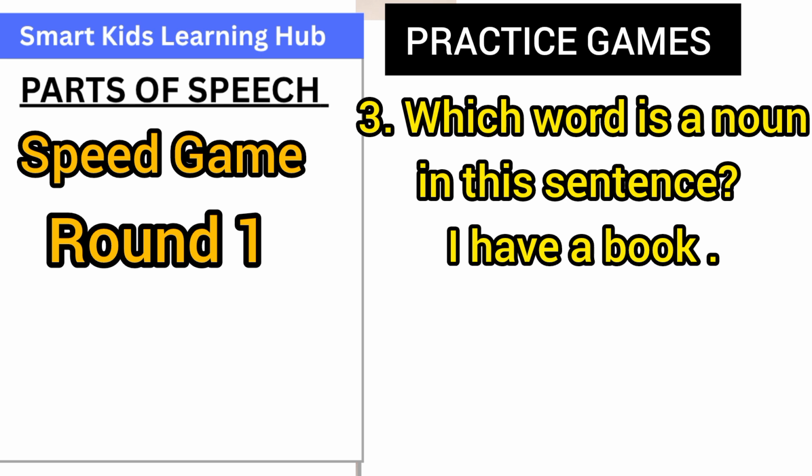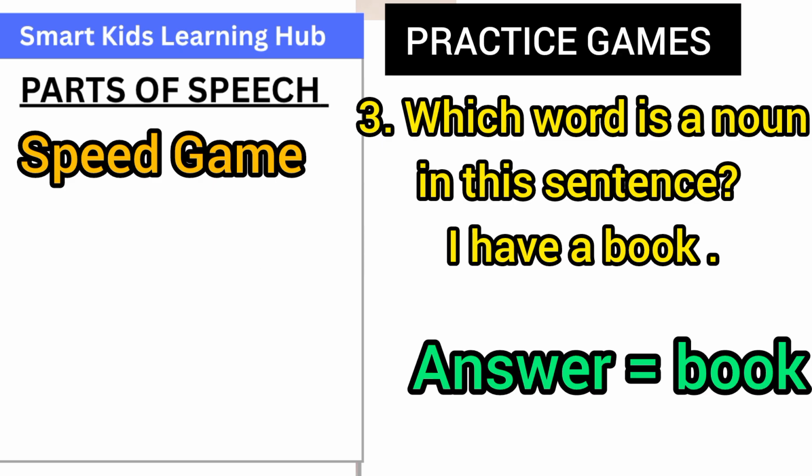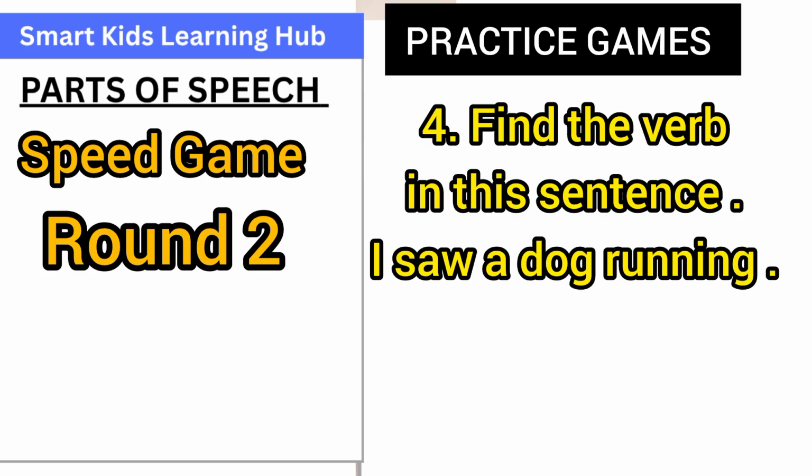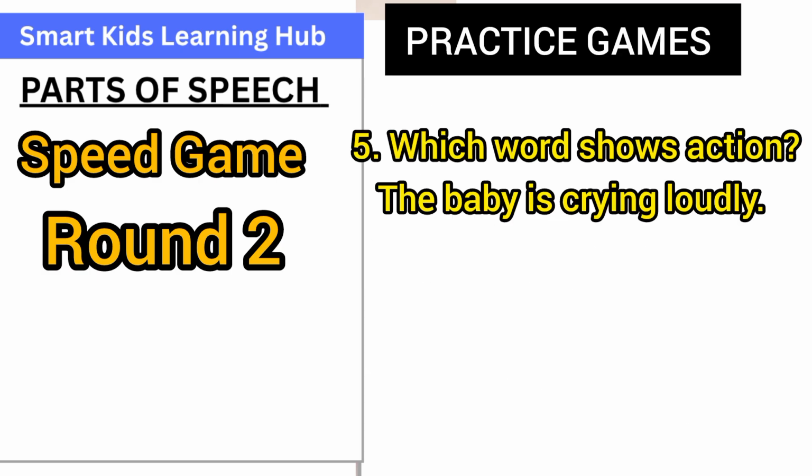Round 2. Question 4. Find the verb in this sentence. I saw a dog running. Great. Running is the verb. Question 5. Which word shows action? The baby is crying loudly. Awesome. Crying shows action.